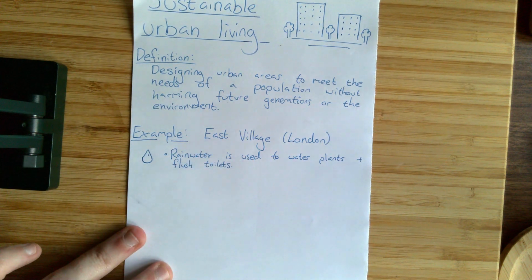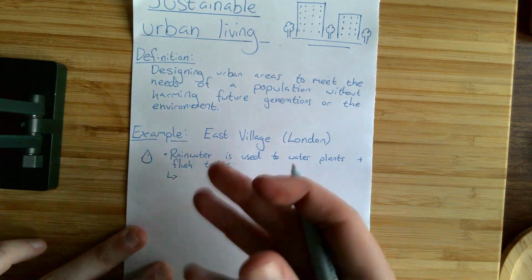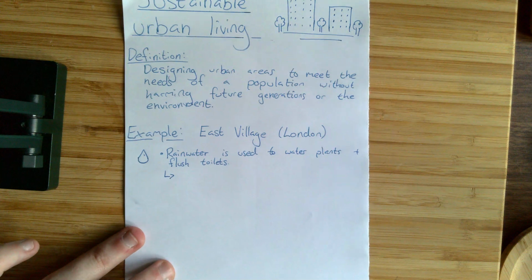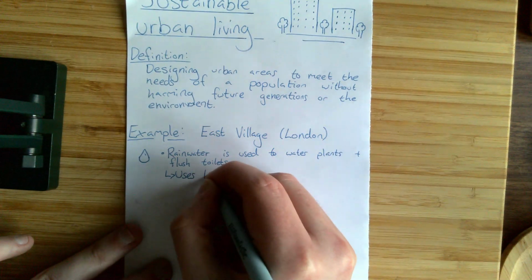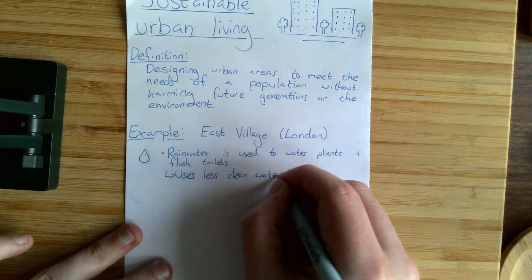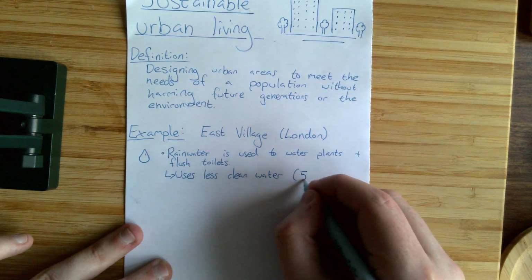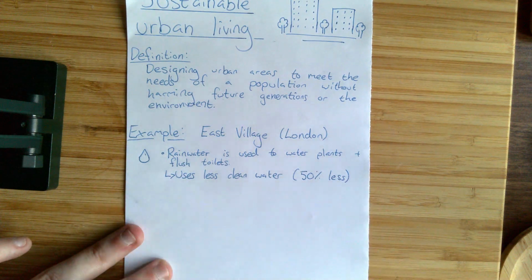All right, lovely. Now, we need to also know then actually how that is sustainable. So, why is it sustainable? Why is using rainwater sustainable? Well, it uses less clean water. All right, about 50% less than the rest of the country. Okay, so on average, the East Village is using about 50% less water, or less clean water, than the rest of the country. Now, this is sustainable.